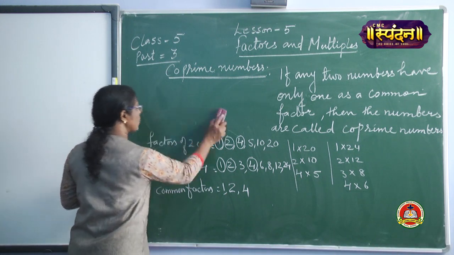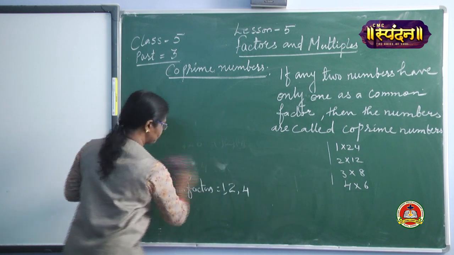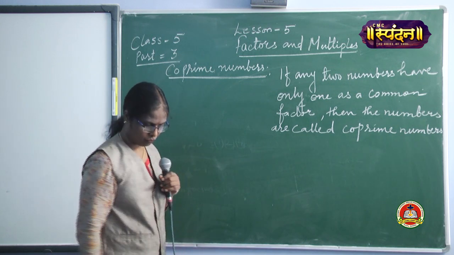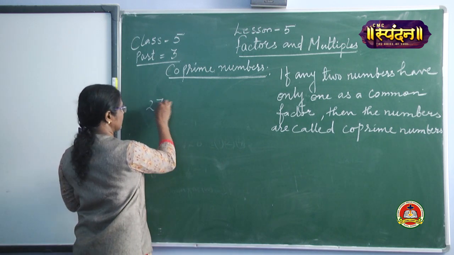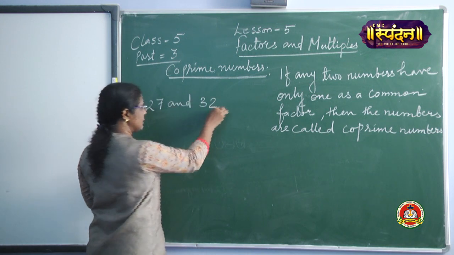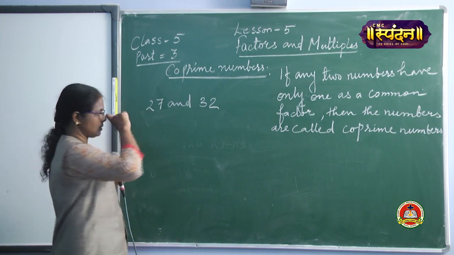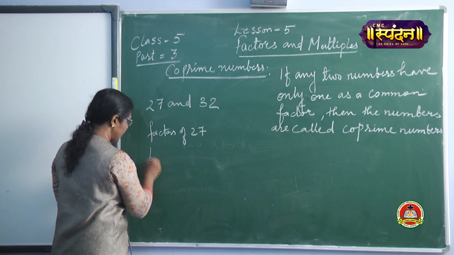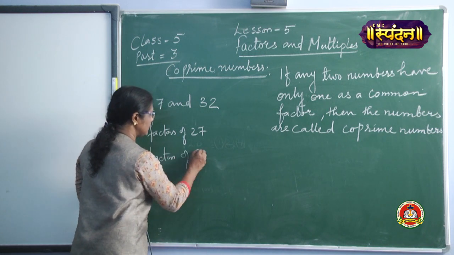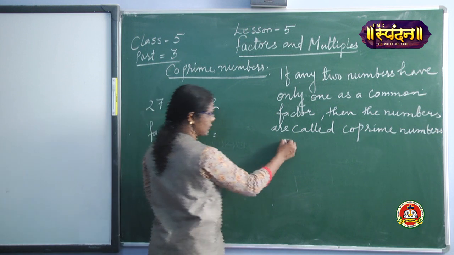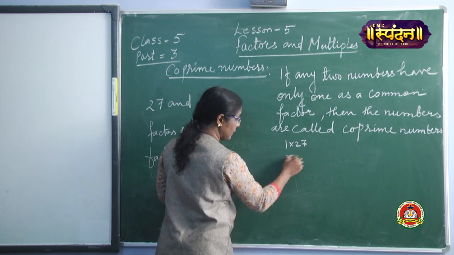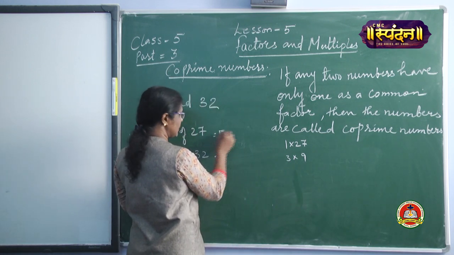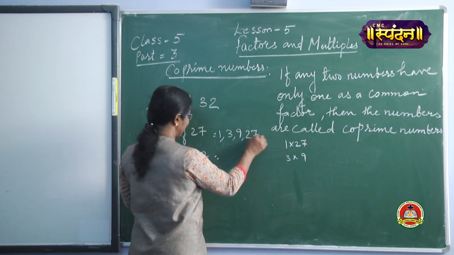Now we will check with one more example. Take 27 and 32. We are going to check whether 27 and 32 are co-prime numbers or not. Here I am going to find the factors of 27. Then I have to find out the factors of 32. Let's first find the factors of 27. 1 into 27, 3 into 9 is 27 and 9 into 3 is 27. It is the same. So the factors of 27 are 1, 3, 9 and 27.